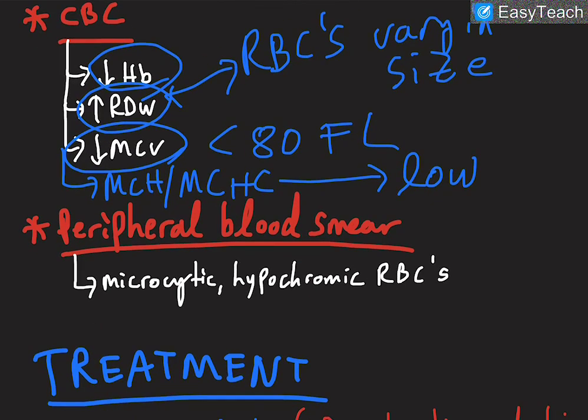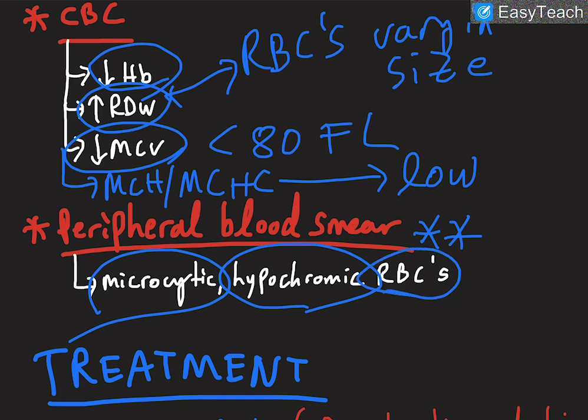So if you did a peripheral blood smear, as we talked about, you would see microcytic. Why? Because you have low hemoglobin. Hypochromic. Why? Because you have low hemoglobin in the red blood cells. Okay. So now that we're familiar with all that, we can talk about the treatment.